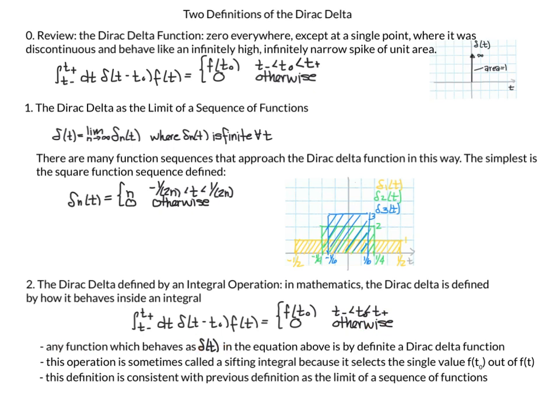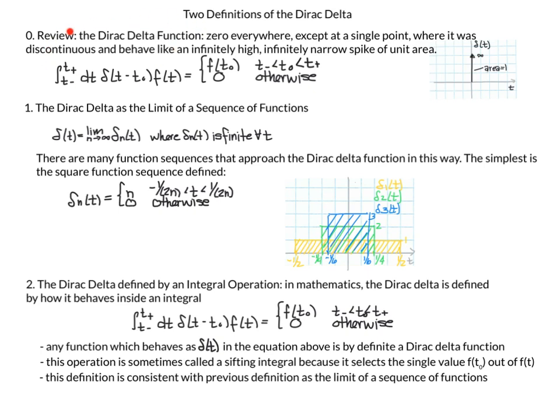Any function which behaves like this Dirac delta is by definition a Dirac delta function, and this operation is sometimes called a sifting integral because it selects the single f of t naught value out of f of t. This definition is consistent with the previous definition. So that concludes our overview.